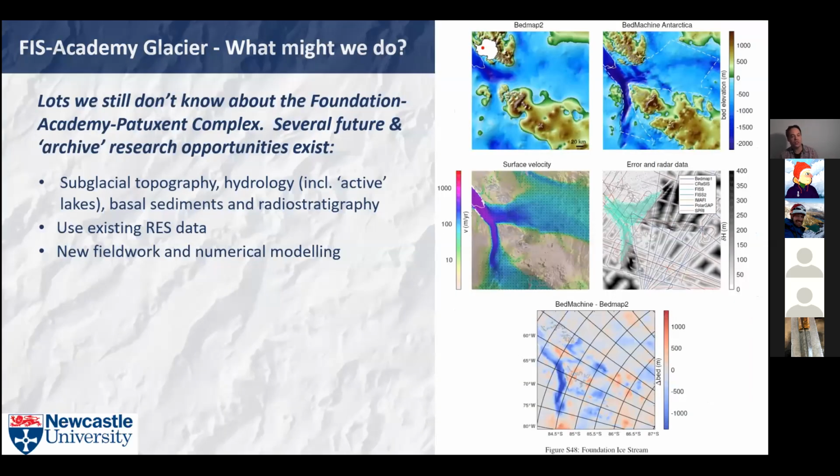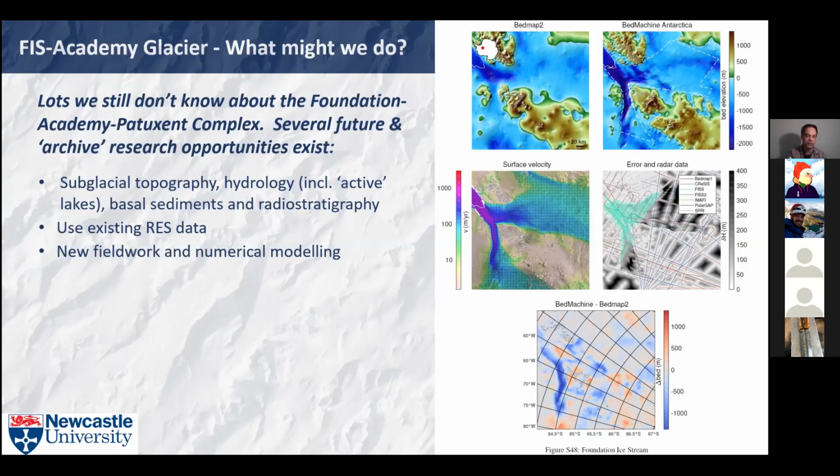Okay, so there are lots of things that we still don't know about the Foundation and Academy Patuxent Complex, but there are lots and lots of future and archive research opportunities that exist. For example, looking at subglacial topography, the hydrology, particularly the active subglacial lakes, the basal sediments, and also that radiostratigraphy. So all these things I've talked about in the last couple of slides. I think there's a potential to use existing RES data, radar echo sounding data. I think we've only scraped the surface with lots of those datasets across Antarctica. And I think in particular PolarGAP and the surveys nearby, and even back to the old SPRI, NSF, TUD datasets as well, can be looked at to investigate this a bit more.